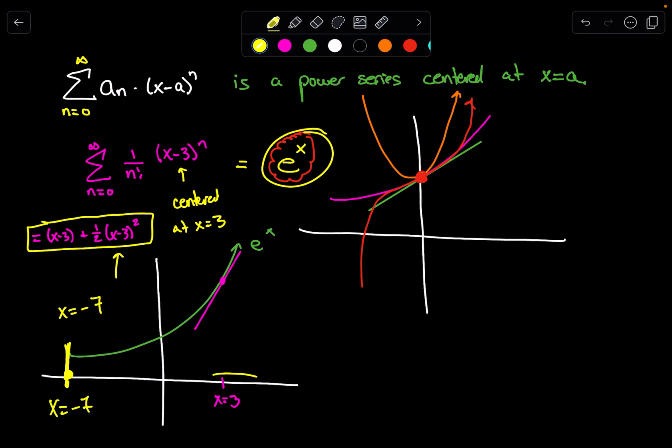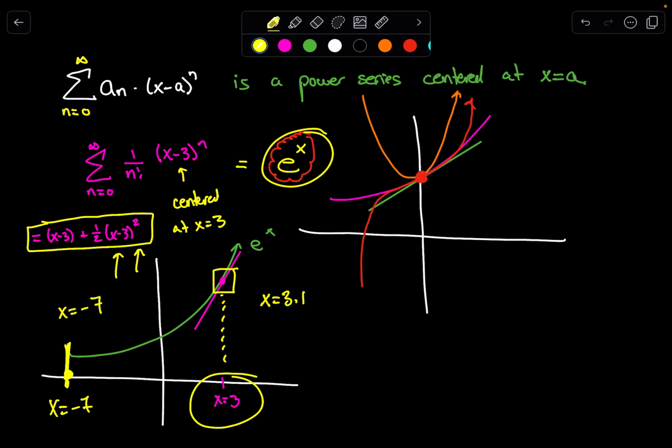We'd probably need to add a lot more terms to this polynomial before we could start picking points at x is equal to -7. But if I were to try to plug in the point x is equal to 3.1, I'd probably have a much better chance of being correct, because this power series is what we call centered at x is equal to 3. So it's going to be the most accurate if we pick x values that are, quote unquote, close to x is equal to 3. Now, what is close?